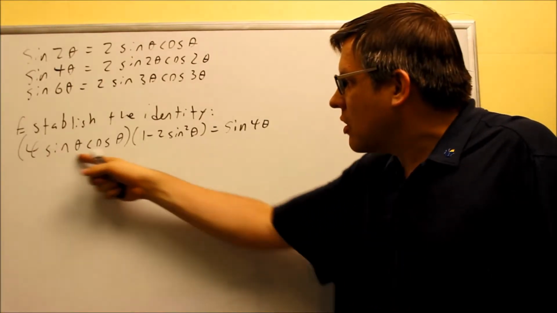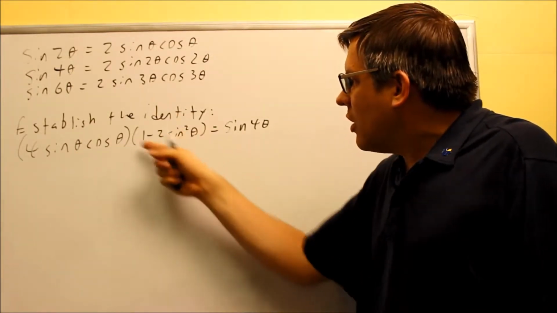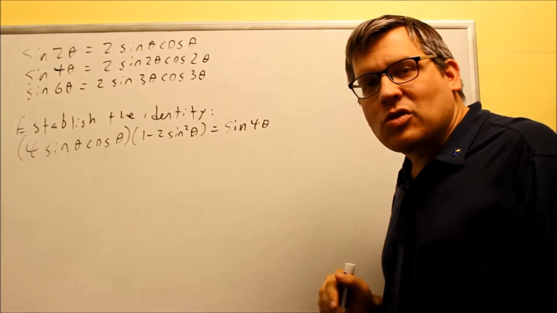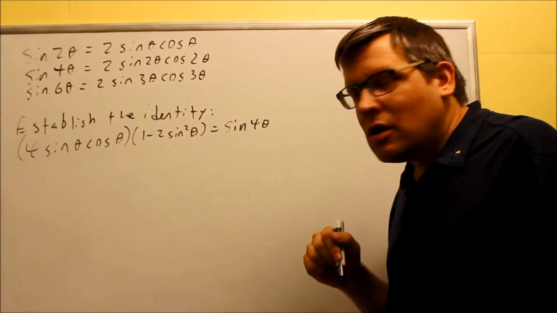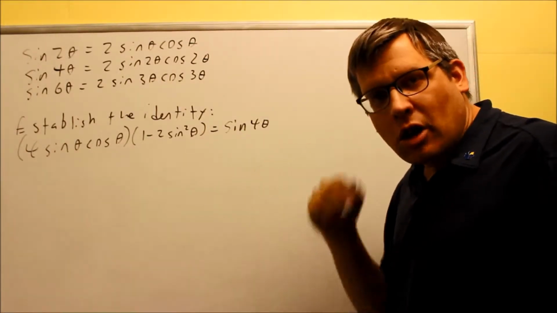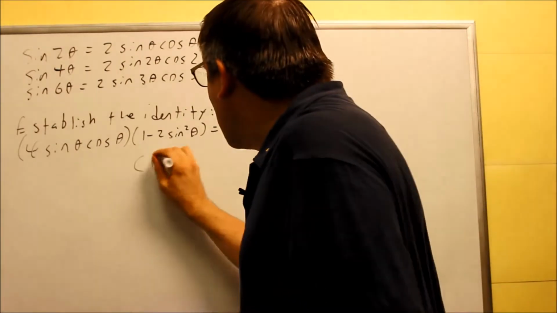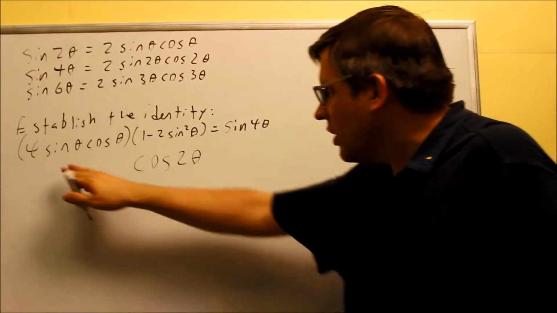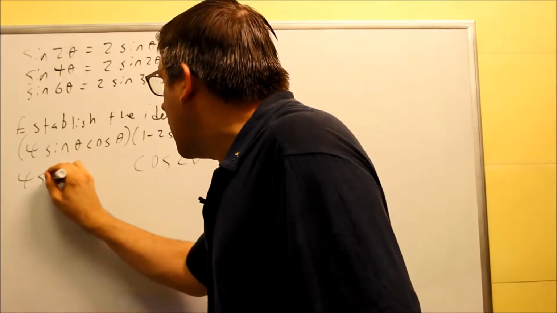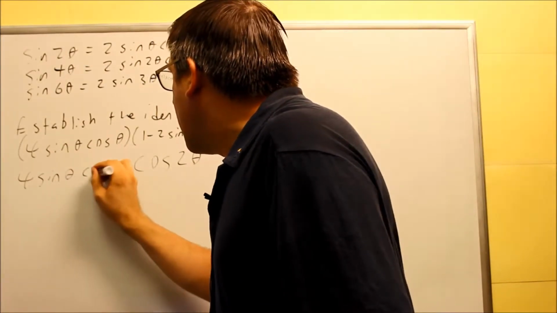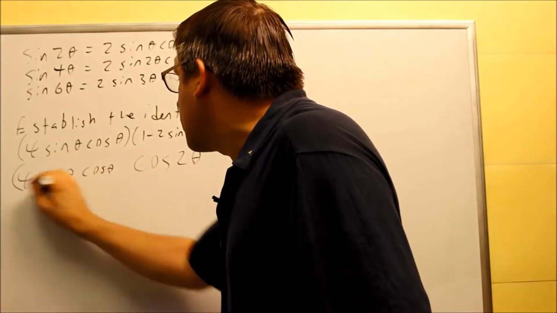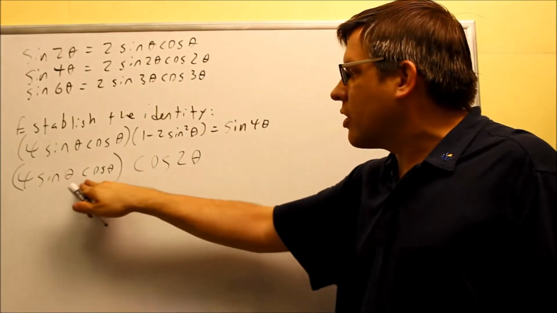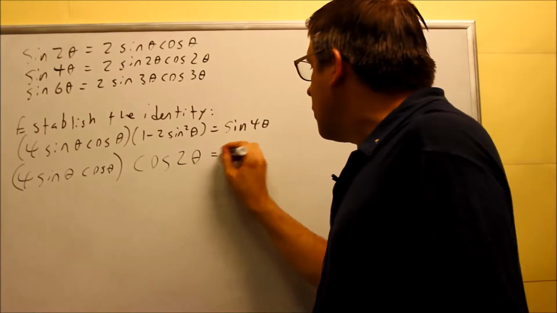So I looked at this and I would see one identity right here, 1 minus 2 sine squared. I should recognize that that's one of my double angle formulas for cosine. So I'm going to put that identity in there. That's going to be cosine of 2 theta. Now the rest of it, I'm just going to go ahead and bring that down as is. So right now the problem turns into this. I have 4 sine theta cosine theta times cosine 2 theta.